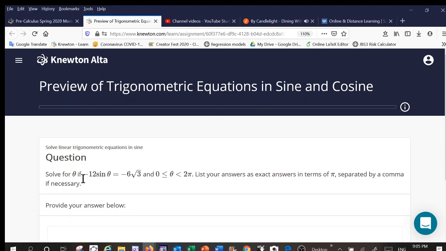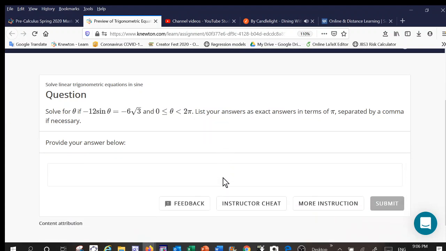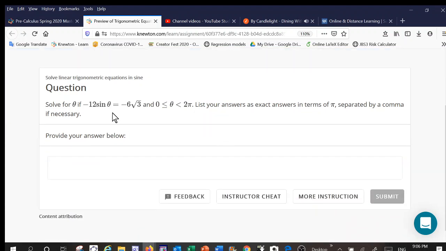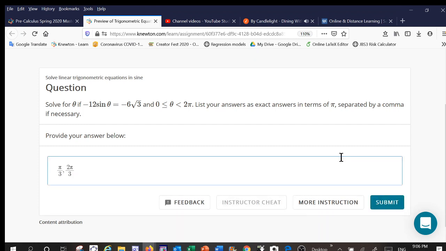So solve for theta if that equals this and theta is between 0 and 2 pi. Okay, so it's really easy, right? All we have to do is isolate sine theta and we go from there. So let's get the answer. How do we know it's the answer? Well, let's see.